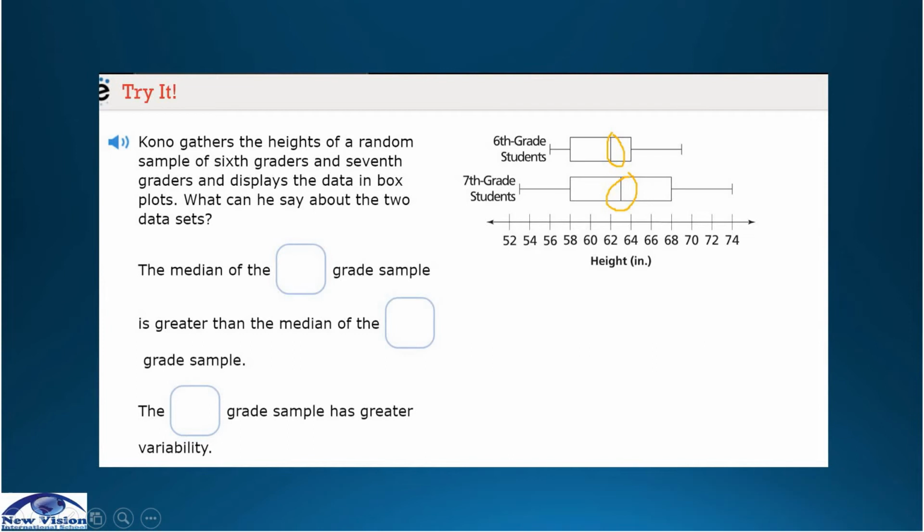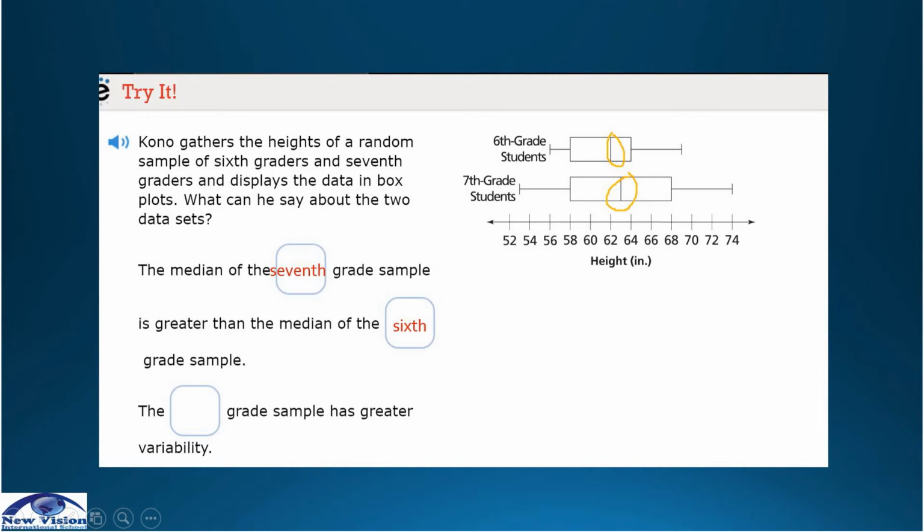The median of the blank is greater. Which median is greater? Is it the 7th grade or the 6th grade? So you will have the 7th grade. So it's greater than the median of the 6th grade. So therefore, what can you say about the two data sets? The blank grade sample has greater variability.